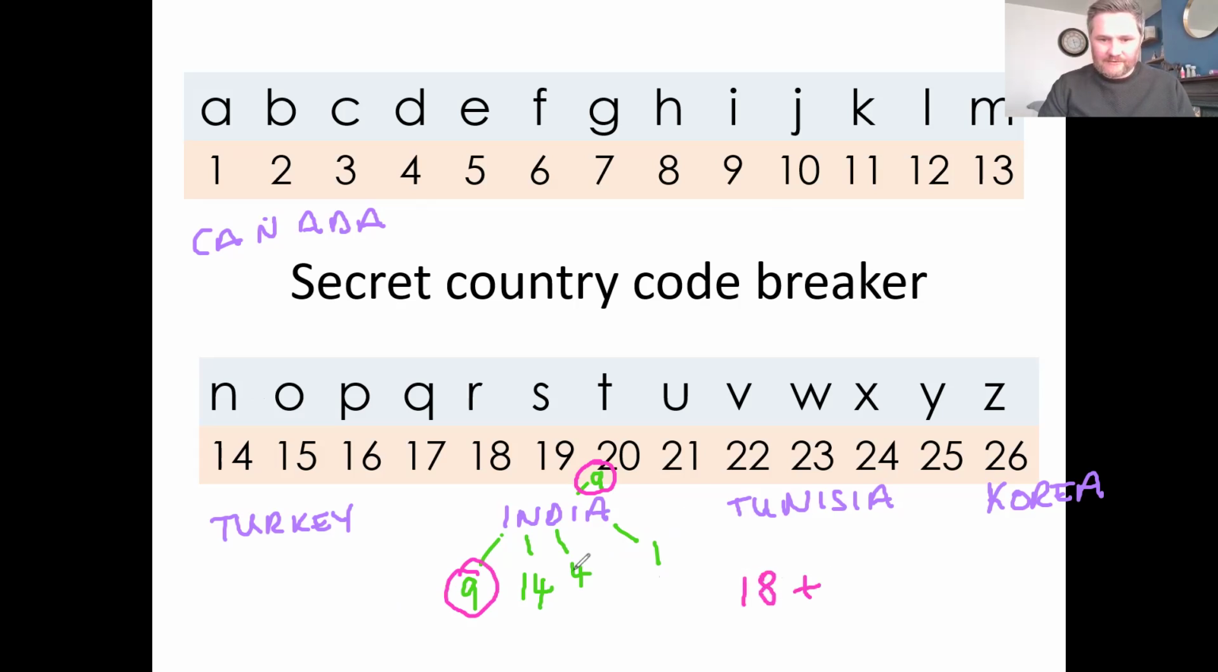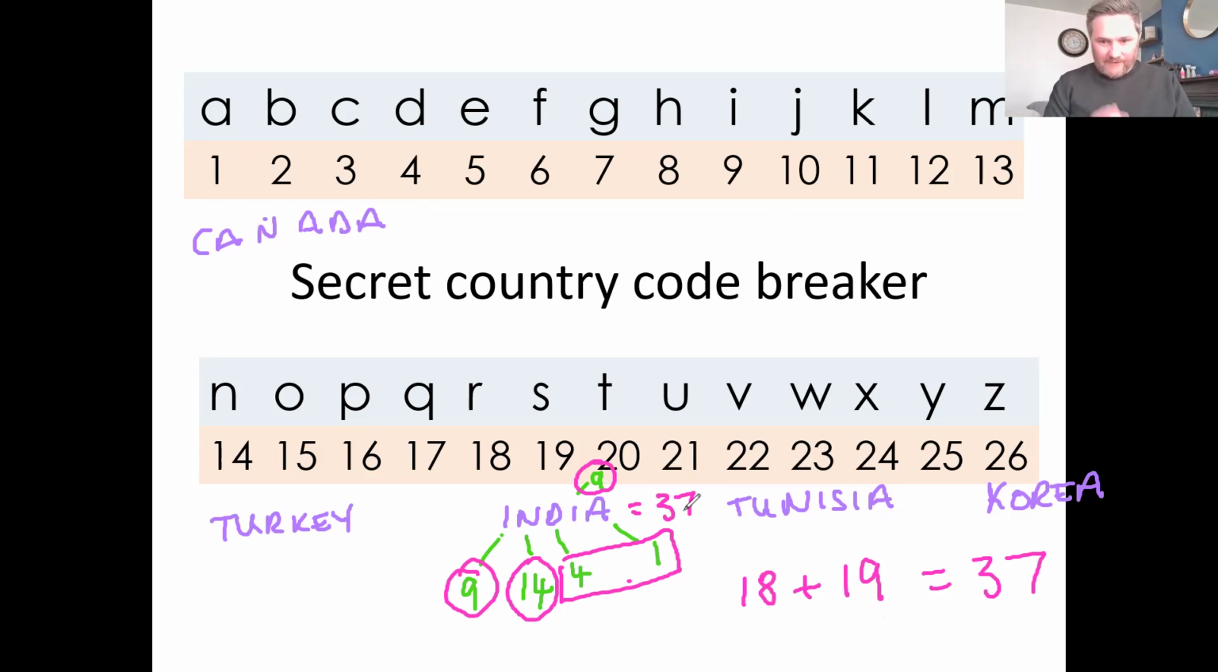And then I could do 4. So 4 and 1 makes 5. Plus 14 would make 19. So then it's 18 plus 19 for India. So double 18 is 36. Add one more, 37. So India's code should be 37. Hope I'm right. Be embarrassed if I'm not.